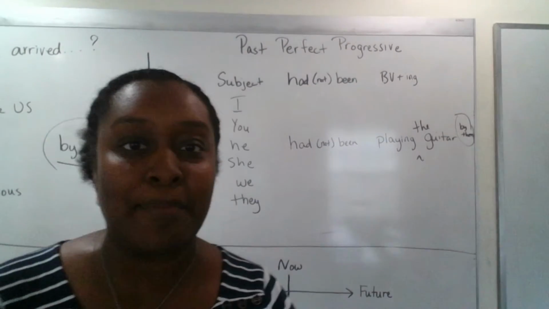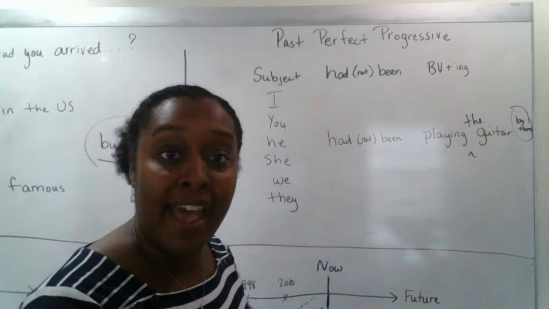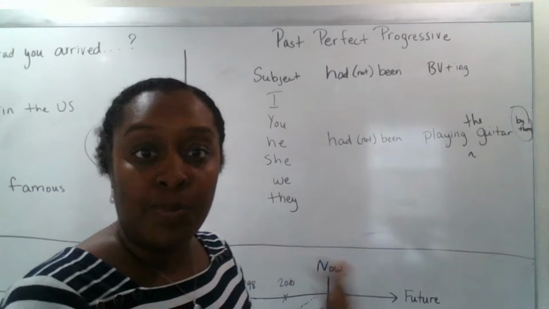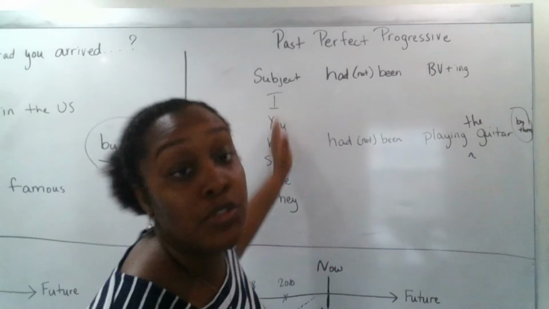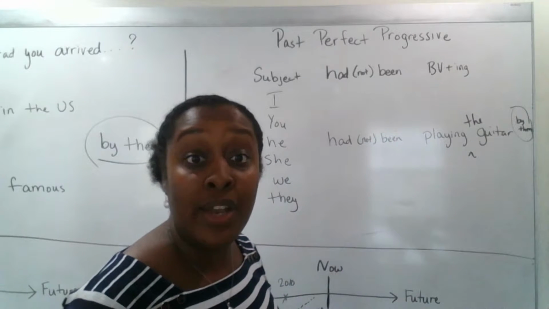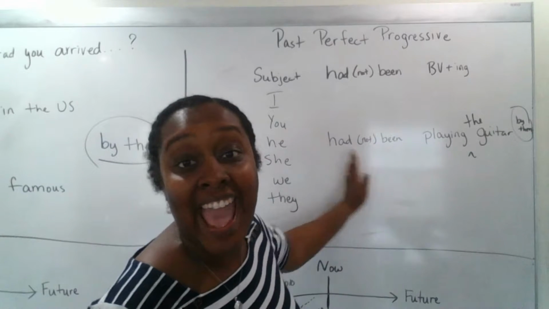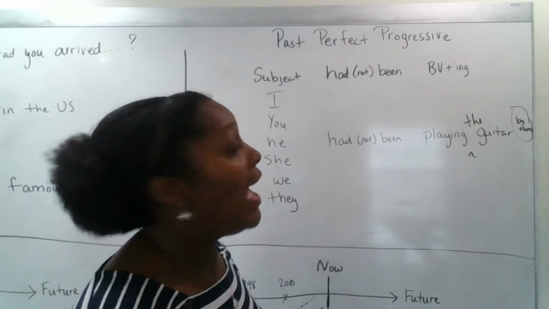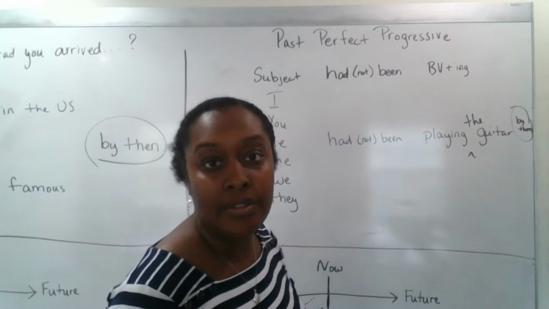Now, let's take a look at past perfect progressive. It talks about a continuing action in the past and another action interrupting that or happening after this progress was already started. Same formula: subject, had, base verb plus ing, because progressive always needs that. So you have, I had been playing the guitar by then, for example. I had not been playing the guitar by then. So your not comes after the had.